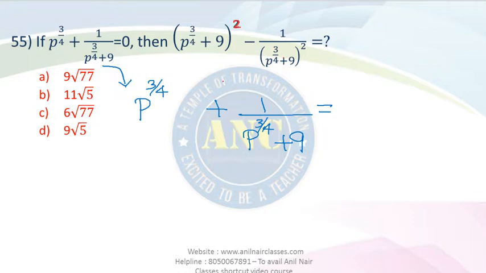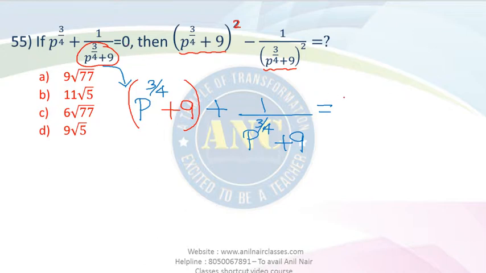Now see here, sir. P power 3 by 4 plus 9 is present here. Here also the same term is present. But here only p power 3 by 4 is present. If it was p power 3 by 4 plus 9, it would have been very nice. That means this plus 9 is missing on the left hand side. If it is missing, add it on the left hand side. But if you are adding it on the left hand side, make sure that you also add it on the right hand side.